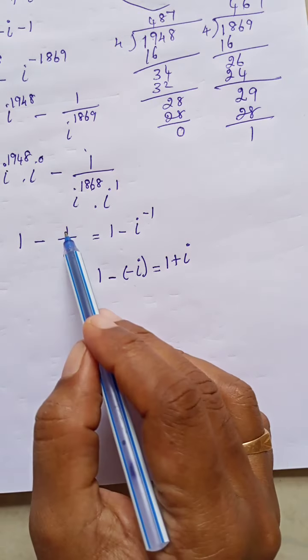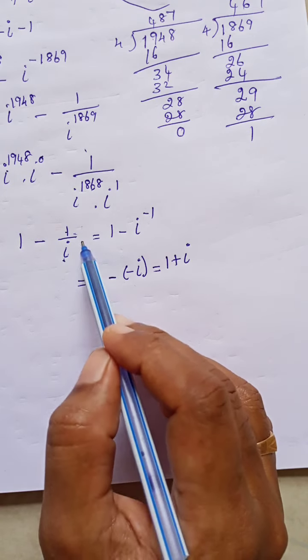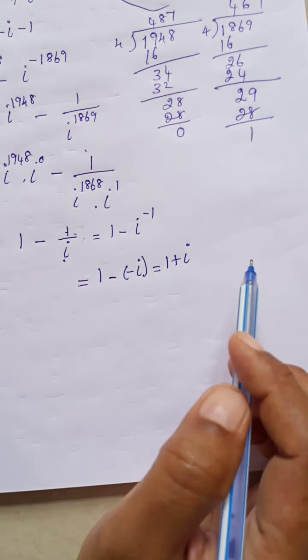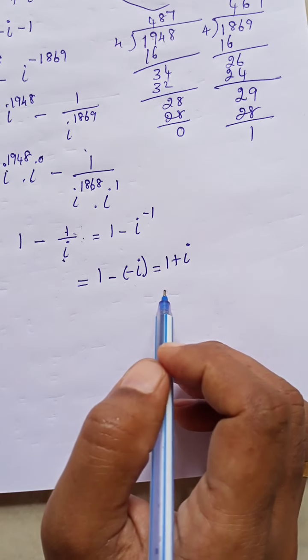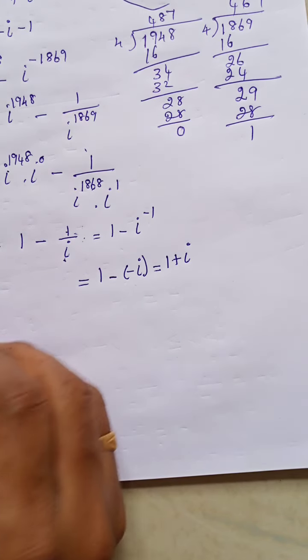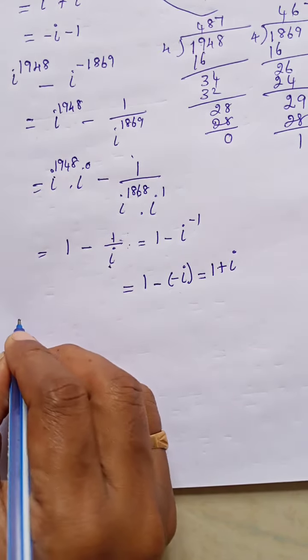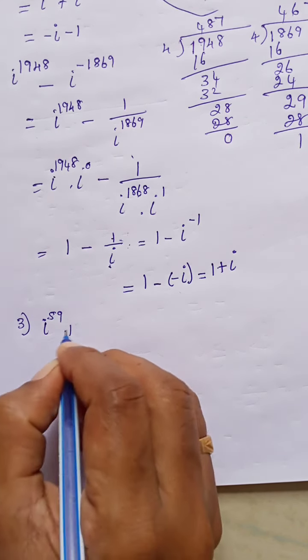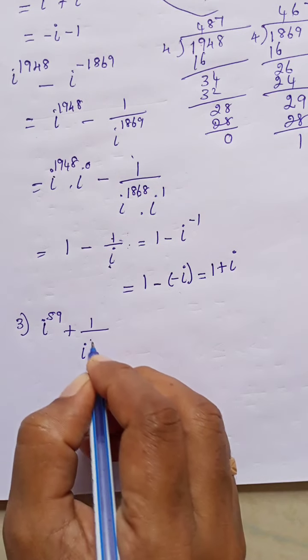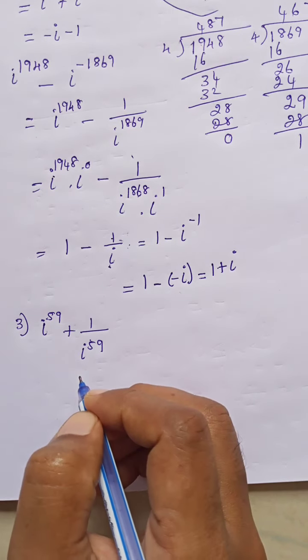Or from 1 by i, you multiply by i and i. With that also you can do. Whatever procedure you want, you can do it. Okay. Now the third problem is i power 59 plus 1 by i power 59.